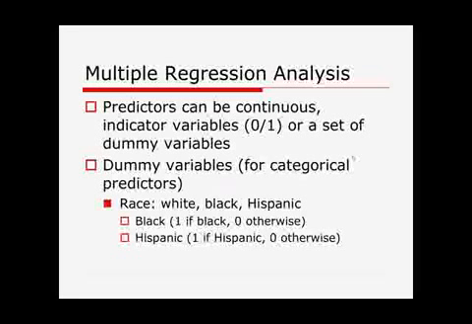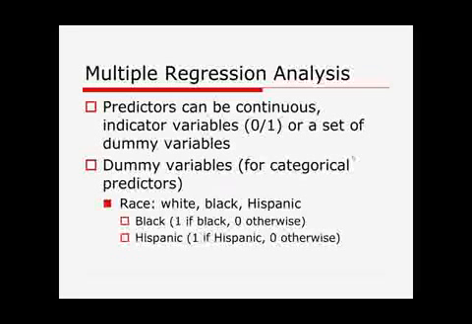Then I create 2 indicator variables, and they're each 0, 1 variables. If a person is of black race, they get coded 1 on the black variable and a 0 otherwise. If a person is of Hispanic race, they're coded 1 on the Hispanic variable, 0 otherwise. Now, why don't you need an indicator of white race? Well, if someone is 0 on the black variable and 0 on the Hispanic, that means they're white. So you don't need a 3rd variable, because it would be redundant.